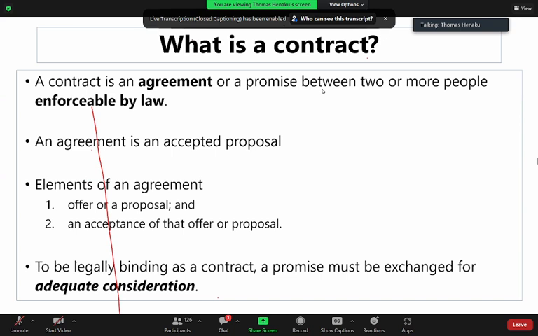So the question then is, what agreements are contracts? What agreements are contracts? Because we are saying that there can be an agreement, an offer, an acceptance, a promise, a proposal, an acceptance, but it is not all agreements that are contractual in nature. So my question is, what agreements are contracts?